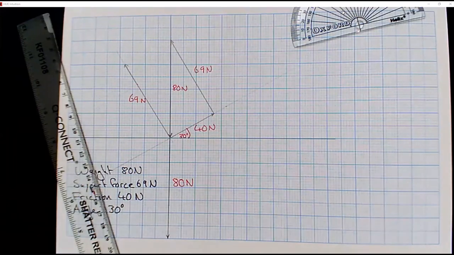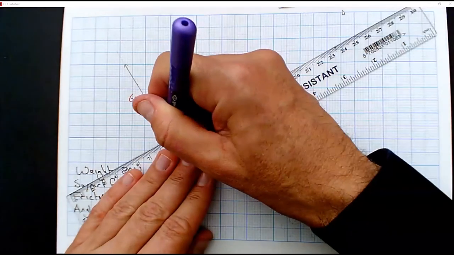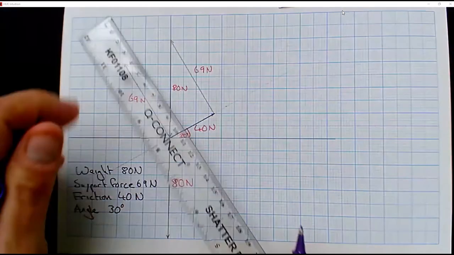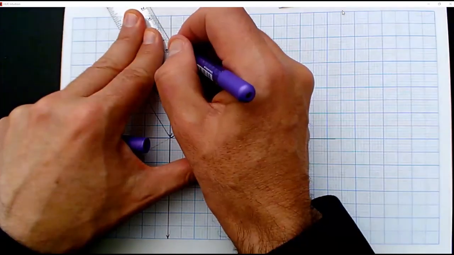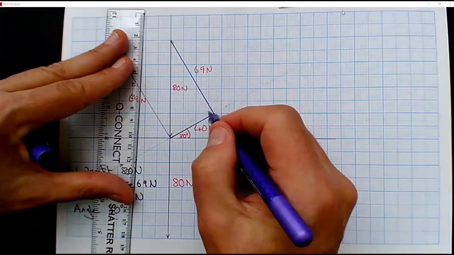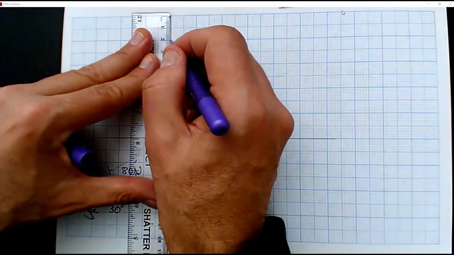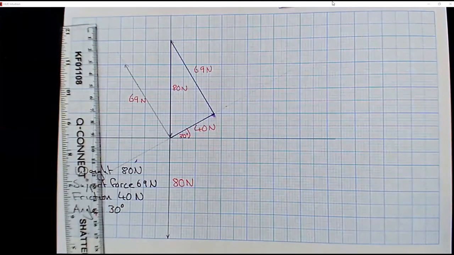in a colour. So I will go for purple, and we can see there's our 40 Newton. Hopefully that's a little clearer for you. There's our 40 Newton. There's our 69 Newton. At right angles, that is a right angle just there. And the triangle is closed perfectly by 80 Newton.